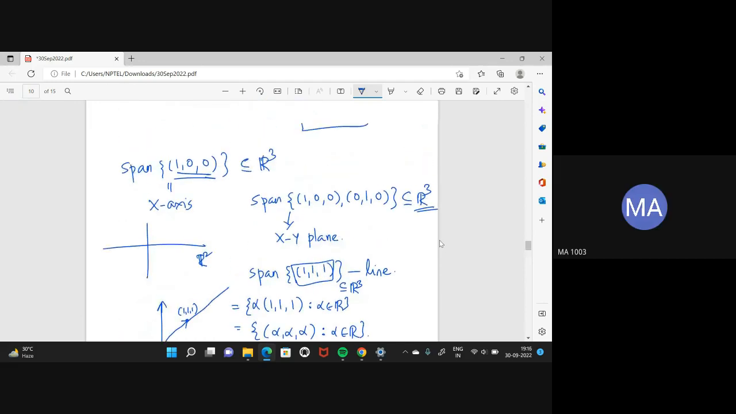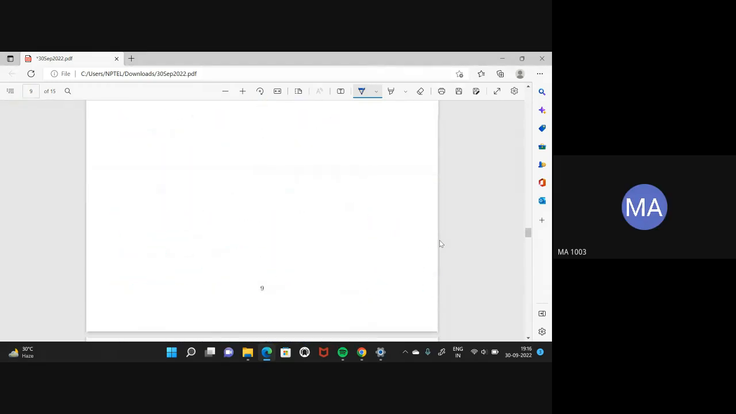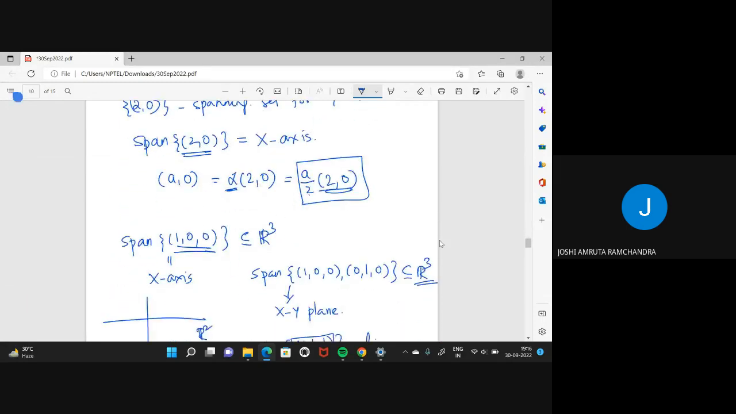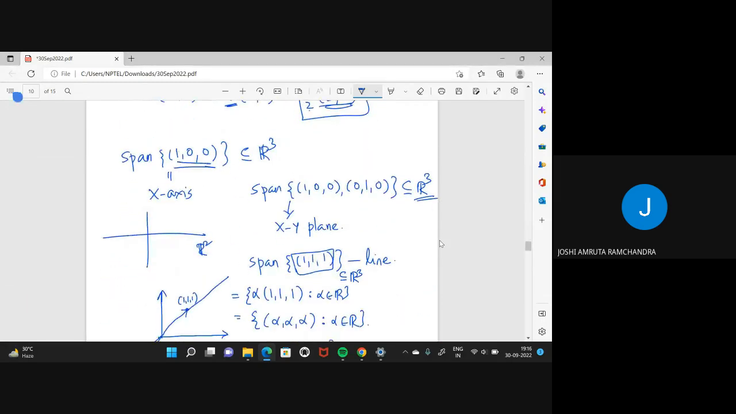Fine. So is it clear? Any other questions on spanning sets? And (1, 0, 0) is not a spanning set for R3, right? How many directions do you need to get R3? Three directions. So it cannot span, no? You have only one direction here, so it cannot span R3. It is spanning only the x-axis.